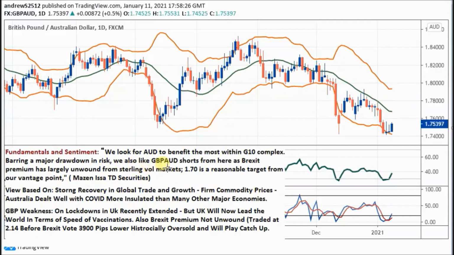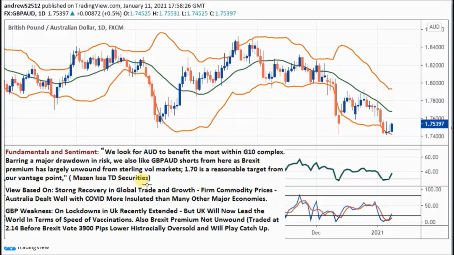We also like the GBPAUD short from here, as Brexit premium has largely been unwound from sterling volume markets. 170 is a reasonable target from our vantage point. That comes from TD Securities. They're looking for 500 pips more on the downside. It might happen, but it's not going to happen until we move significantly higher, in our view.